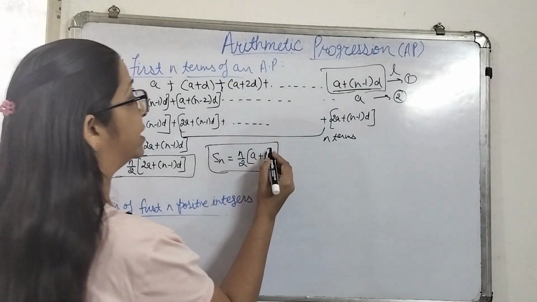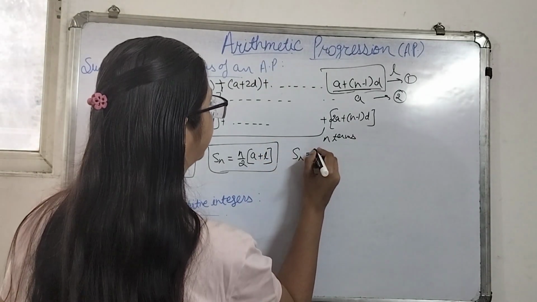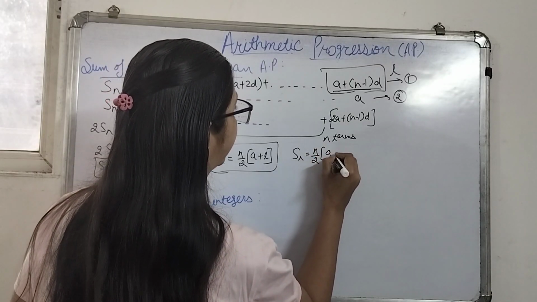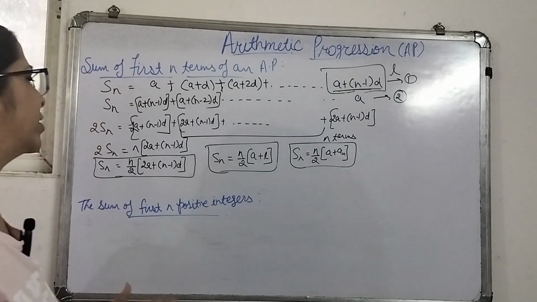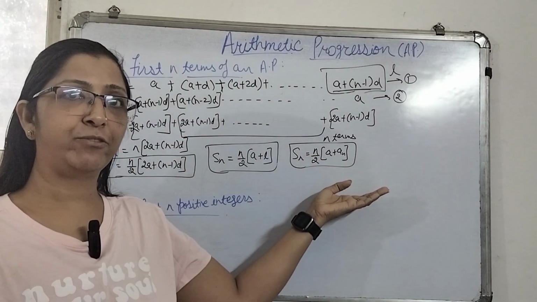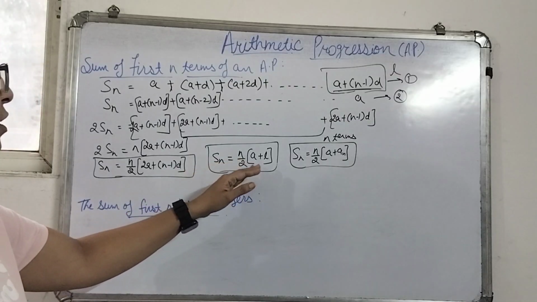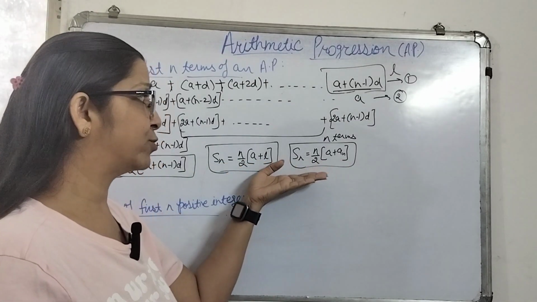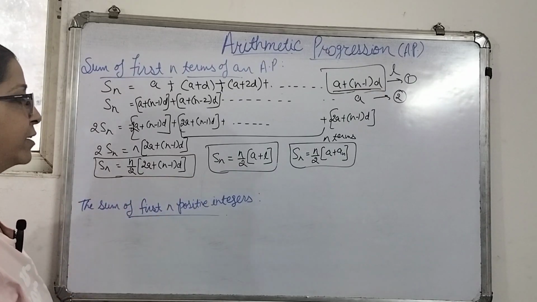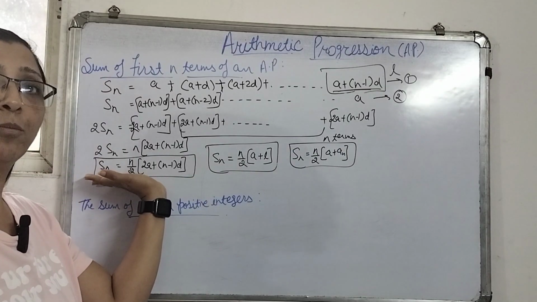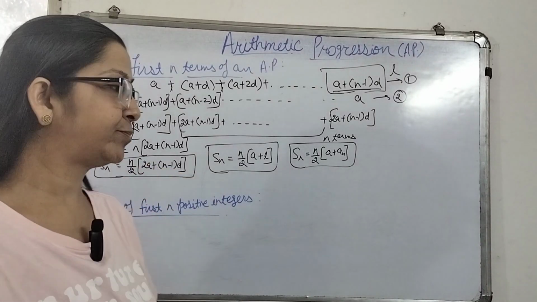And we just said this is your last term or nth term. So Sn could even be written as n by 2 (a plus an), where an is your nth term. So any of these formulas you can use as per your convenience. Whatsoever is given to us, accordingly we will select. If the first and the last term are given to us, we will use this formula. If they are not given, and the values of a, d, n are given to us, we will use the other formula for finding the sum of n terms of an AP.